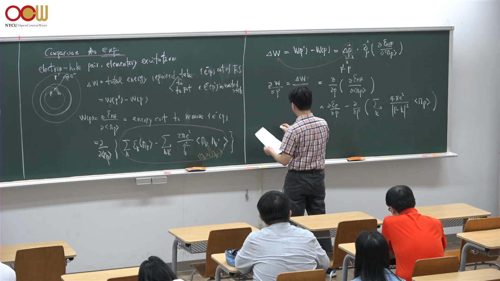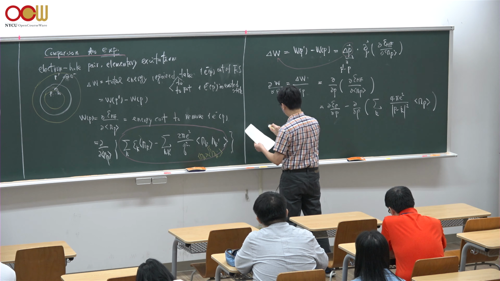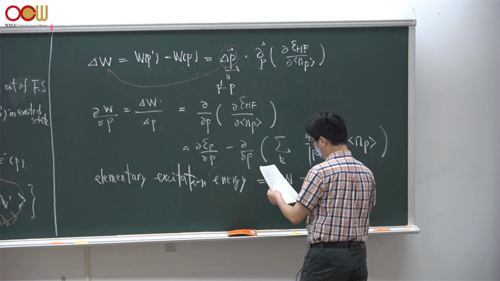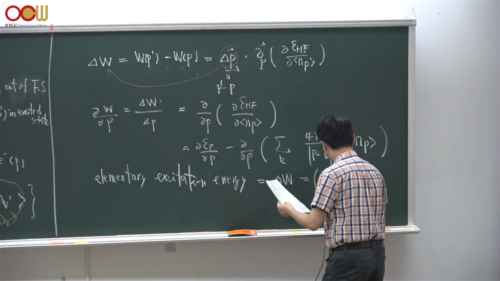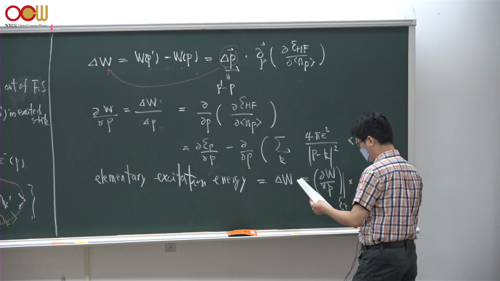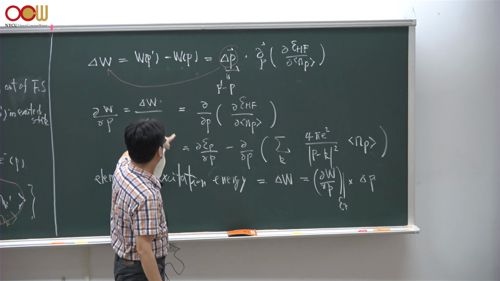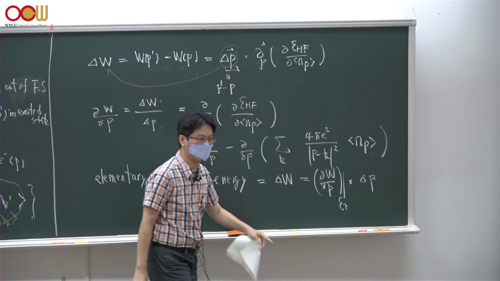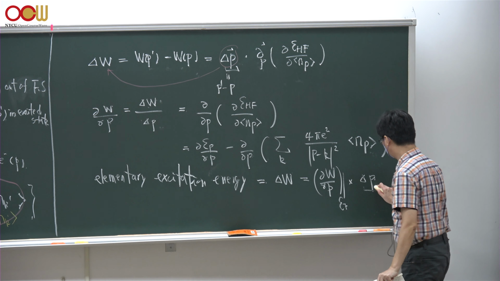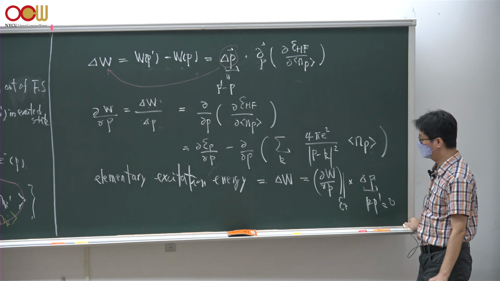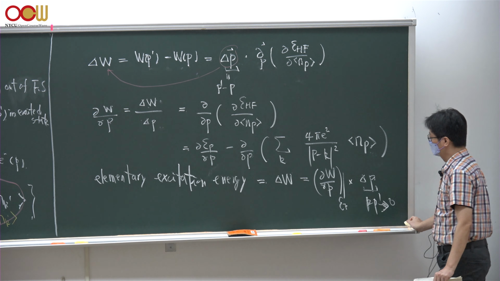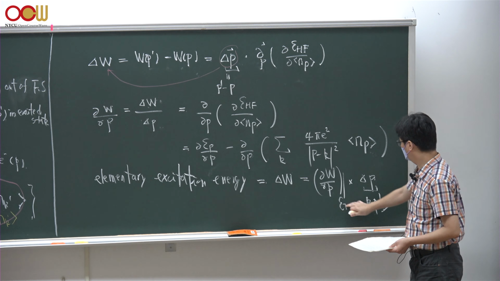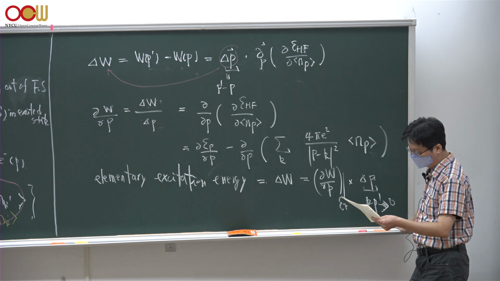So therefore, the total elementary excitation energy is this delta W, which is the dW/dp evaluated at the Fermi energy times delta p. So delta W is the derivative of this term times delta p, which is the momentum difference, which is very, very small. So now let's evaluate this partial W partial p at the Fermi energy and see how large it is.